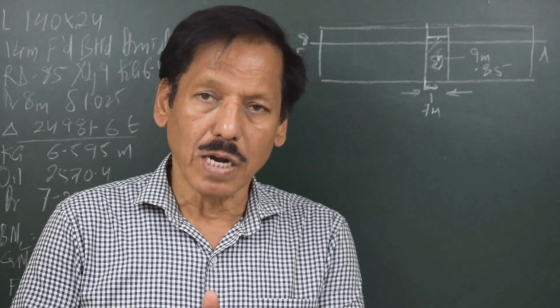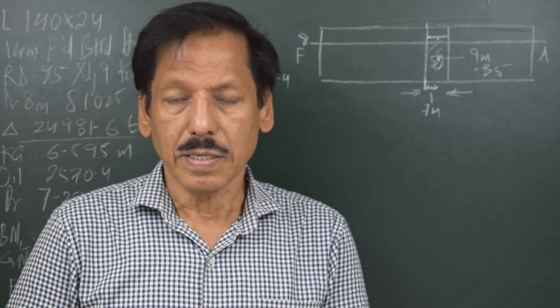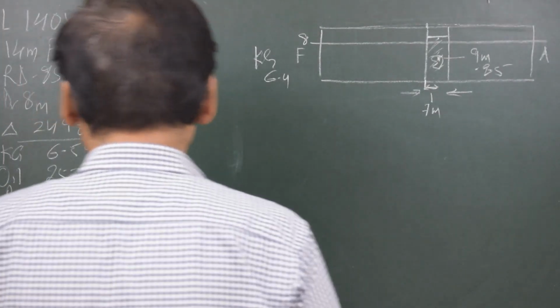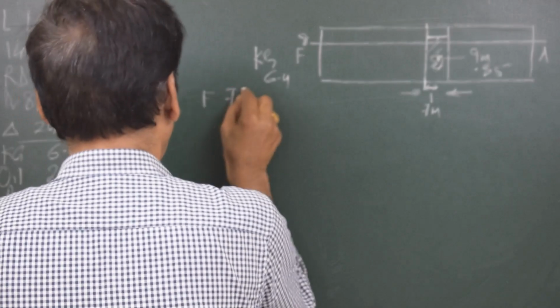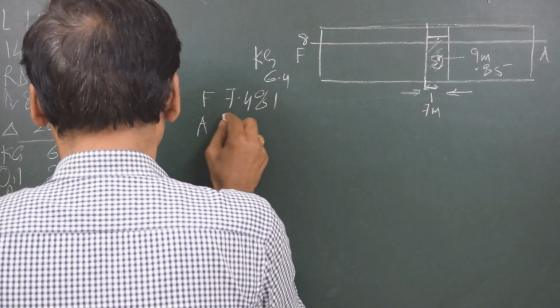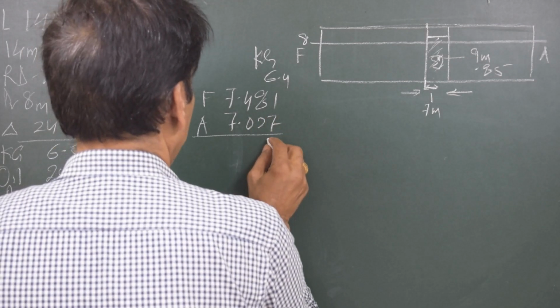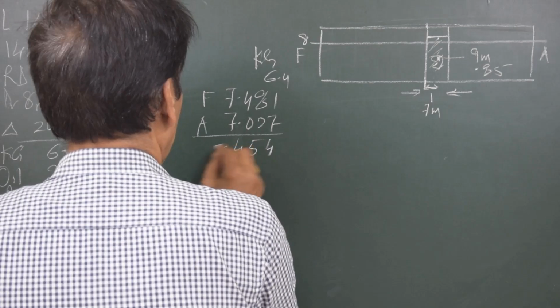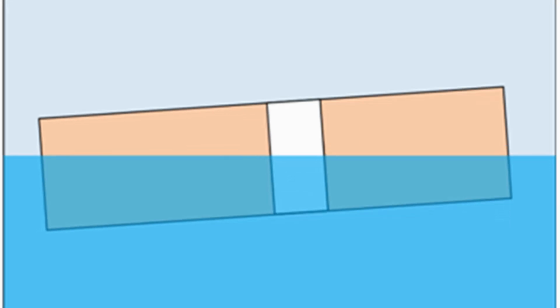So now that we have got the KG of empty ship, the compartment empty, and we have got the mean draft, we start from here a fresh calculation, that is damage to an empty compartment. So the initial conditions are, you have the draft forward 7.481 and aft 7.027. So we have a trim of 0.454 meters by head.